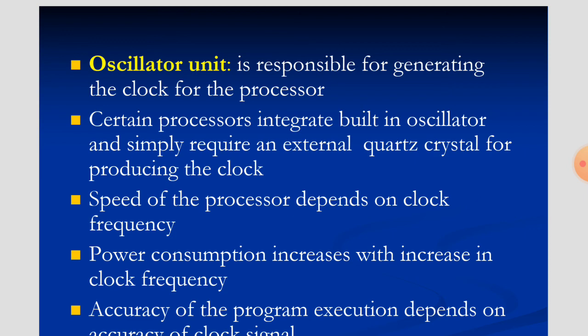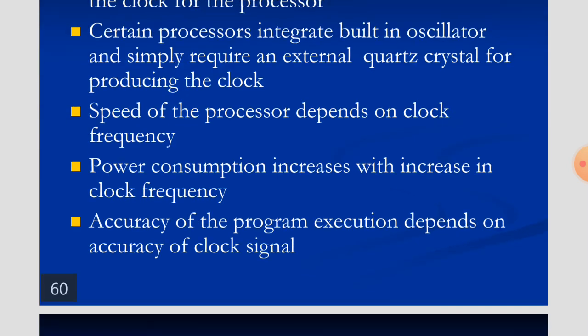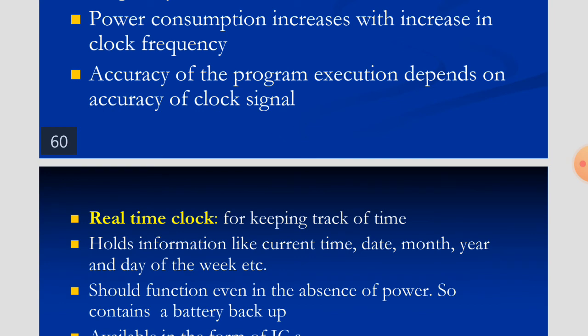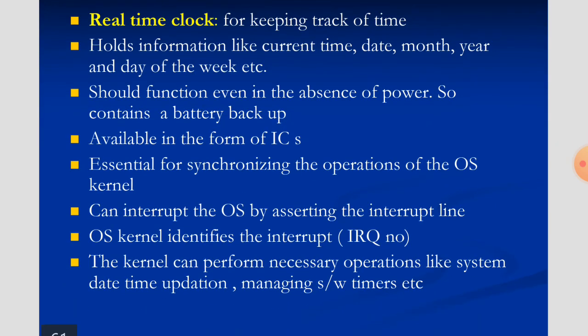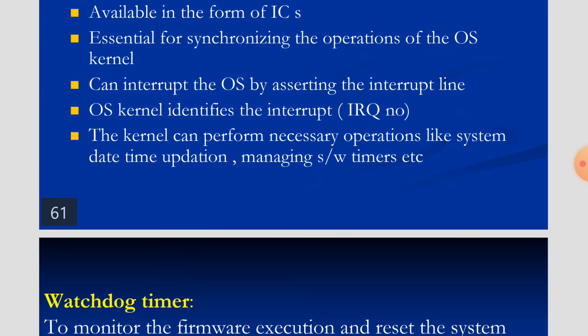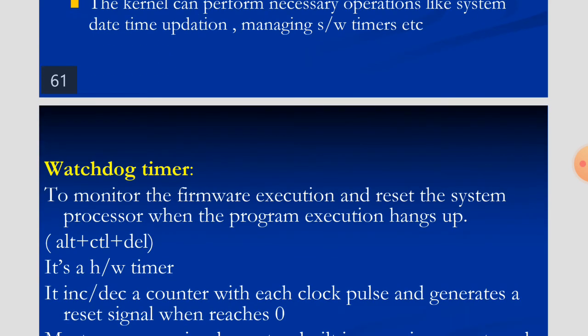It mainly depends on the clock provided by the oscillator unit and also on the clock frequency. You can determine the power consumption, and execution speed determines the accuracy. So you should have good accuracy of the clock signals. There are real-time clocks used in the systems to keep track of the time, and some embedded applications run in real time. That's why you should have a real-time clock in your systems. This is also available in the form of ICs. You can use those real-time clock ICs to maintain time, and sometimes this comes with the OS kernel to identify the interrupt that has a real-time clock.